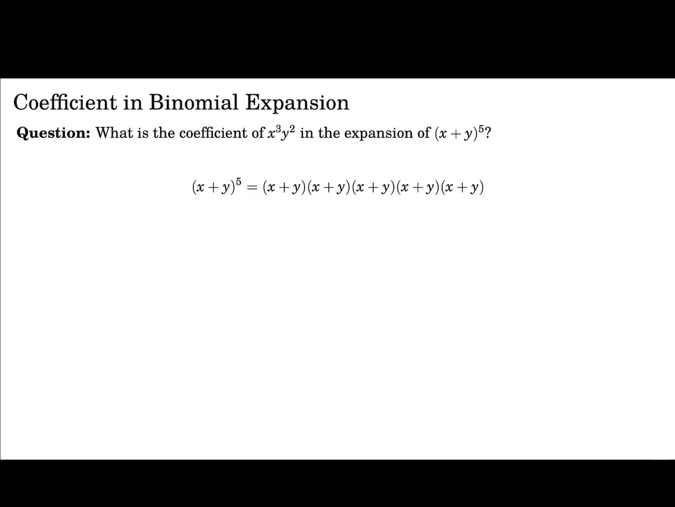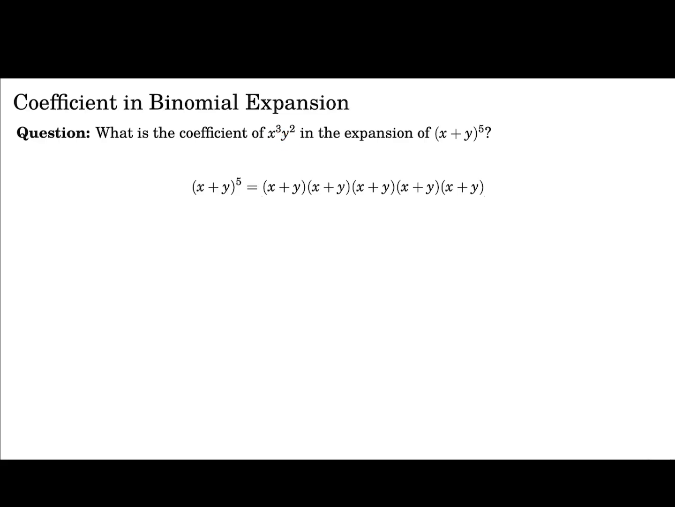What is the coefficient of x cubed times y squared in the expansion of (x + y) to the power of 5? Okay, so if we look at (x + y)^5, you can see that it has 5 factors, right? So this is the first factor, the second, the third, the fourth, and the fifth. And to get something like x cubed y squared, notice that it's the same as choosing from which one of these 5 factors do we get 3 x's and 2 y's.